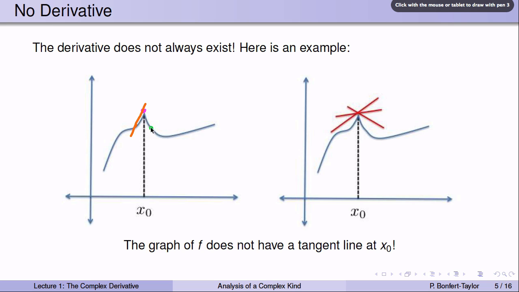However, if I approach this point from the right, my secant lines have a negative slope and approach a limit that's negative in slope. And I cannot find one tangent line to the graph of f at this point x0. There is no tangent line, and so there is no unique slope, which means this function does not have a derivative at x0. So in this example, f prime of x0 does not exist.